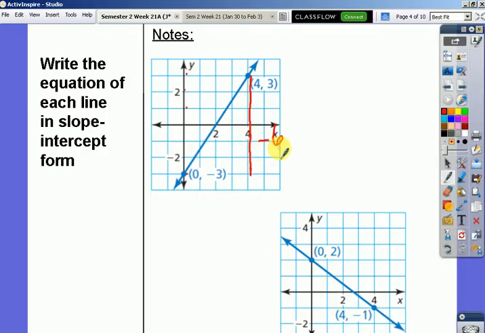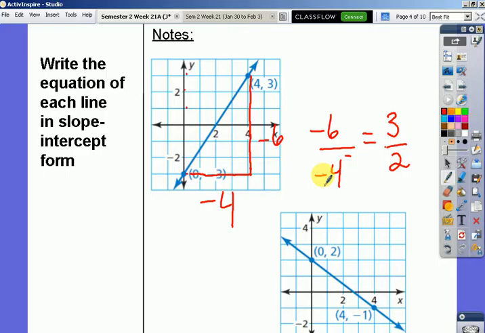It's negative. And I'm going over to the left how many? 4. 1, 2, 3, 4 units. Is that positive or negative? Negative. Why is it negative? Because you're going to the left. Okay, rise over run. So that reduces to 3 over 2. Positive, because you have negative over negative.